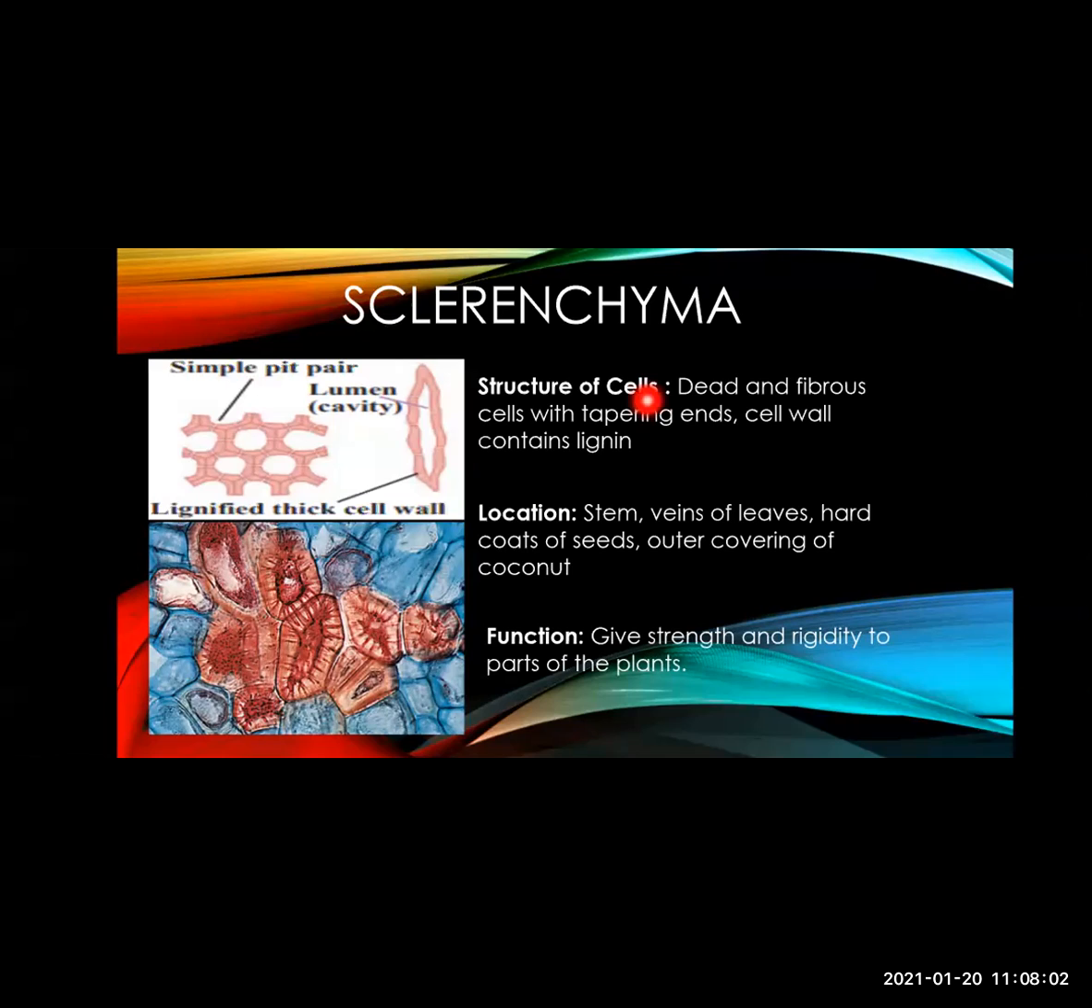I'll repeat it again. Structure of sclerenchyma cell: it is made up of dead and fibrous cells with tapering ends, and the cell wall consists of lignin. Where is it found? It is found in the stem, veins of leaves, hard coats of seeds, and the outer covering of coconut. What is its function? It provides strength and rigidity to the parts of the plants.